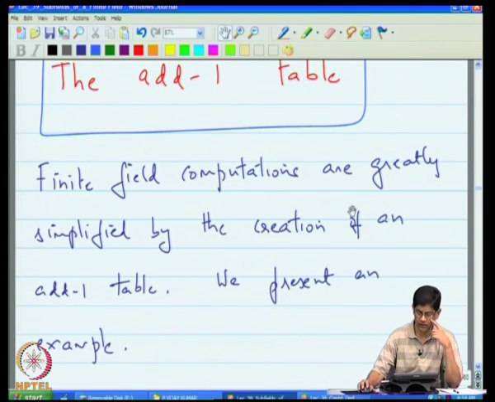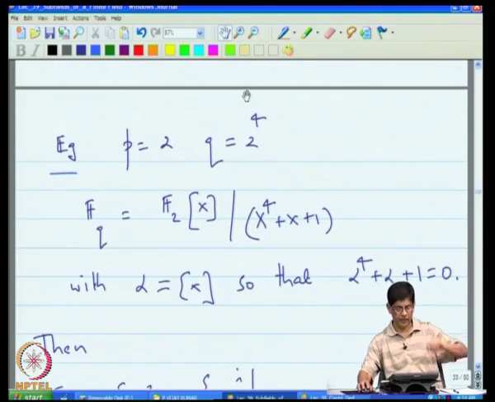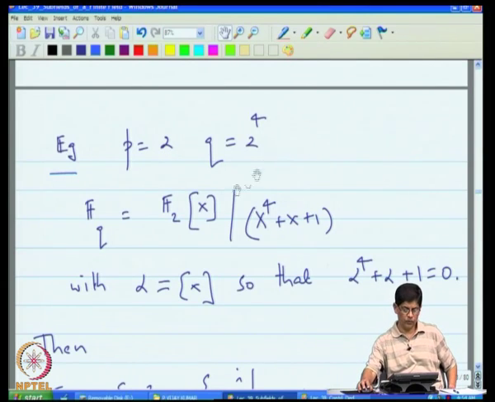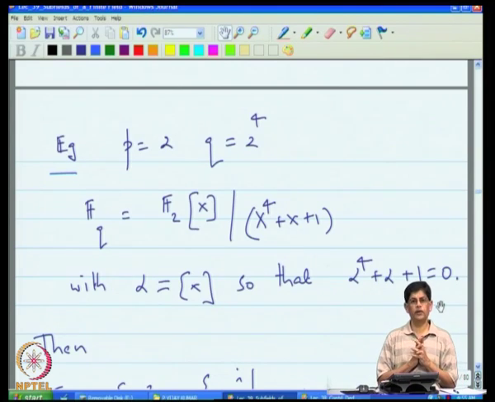It turns out that finite field computations are greatly simplified by the creation of an add-1 table. So we present an example here. Let us say p is 2, q is 2 to the 4 and F q is F 2 of x modulo x 4 plus x plus 1 with alpha equal to x, so that alpha 4 plus alpha plus 1 equals 0. So this scenario is familiar to us, we have used this several times already. Okay.